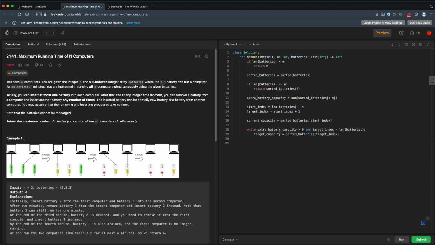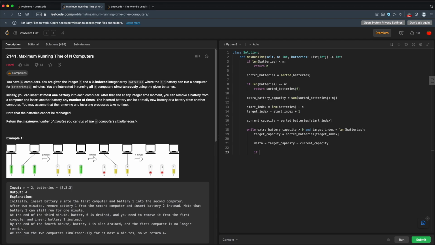All right. So now we've got our target capacity and we know the current capacity. We can find the delta. Let's find the difference between the two. Okay, in order for us to get our current battery up to the level of its target, we need this delta. That's how much of this extra battery capacity we need to use. So let's see if we have that. If we don't have that, then we're done.